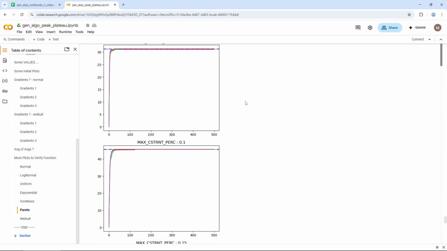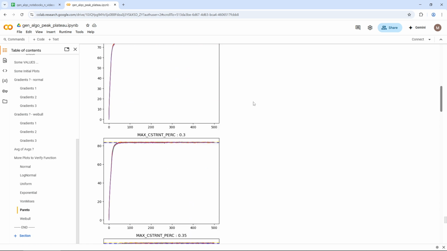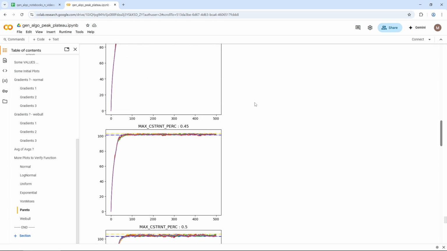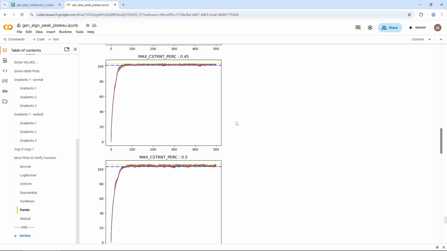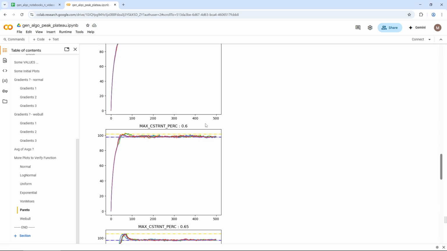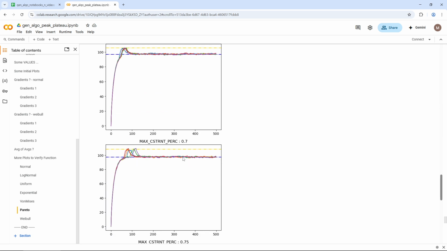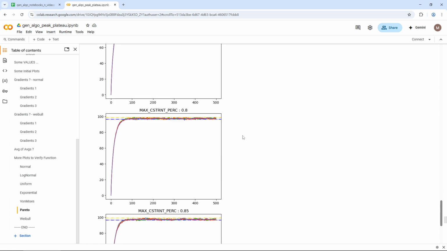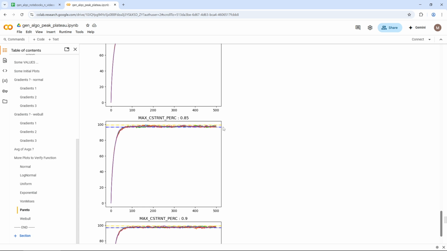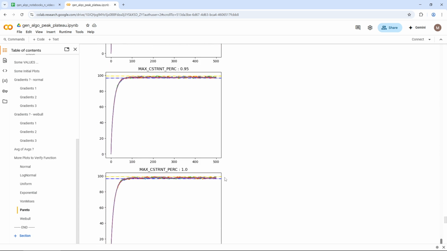Pareto distribution, same story. Now the blue line is starting to look like the plateau level. Very much so. 90%, yes. 95, yes. 100, yeah. Slightly below the actual plateau level, but I think I'll take it.